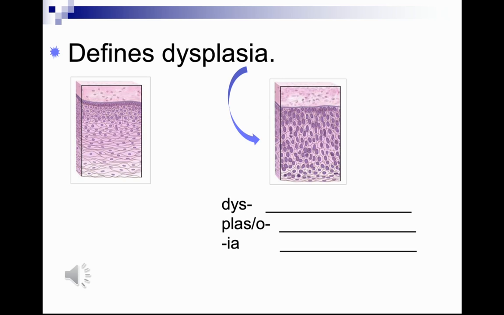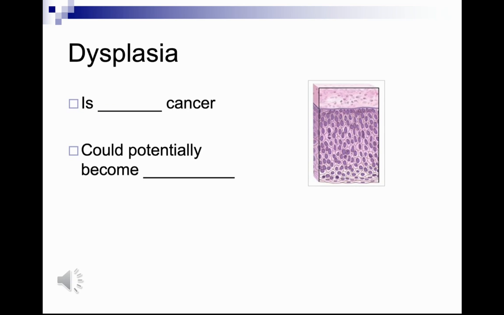And you can see here that the cells on the right look different than the cells on the left. The pathologist would say that is dysplasia, but dysplasia is not malignant. Dysplasia is not cancer. Dysplasia could potentially become malignant if it mutates again and again and again. If the DNA keeps mutating, it could mutate into severe dysplasia or high-grade dysplasia, which is considered a malignancy.